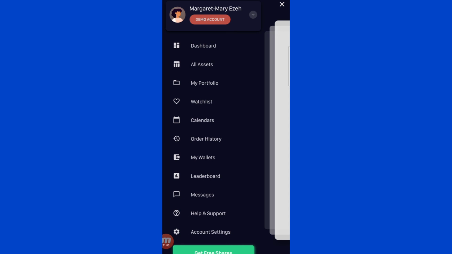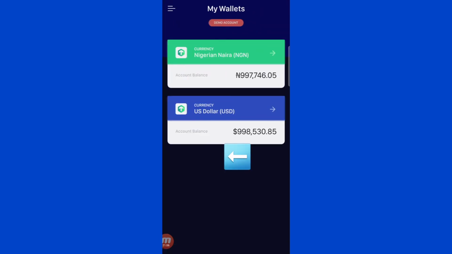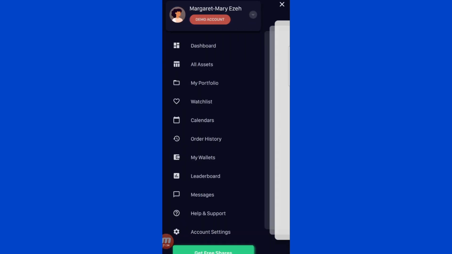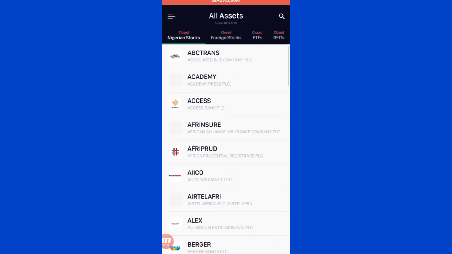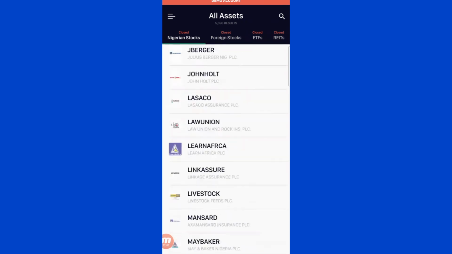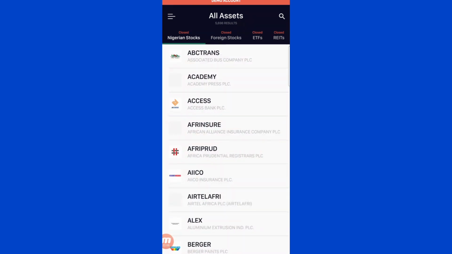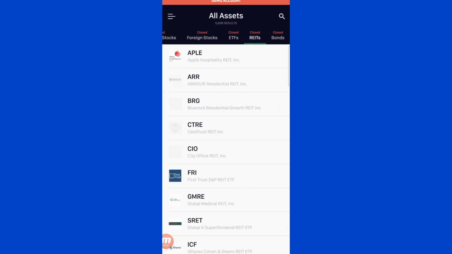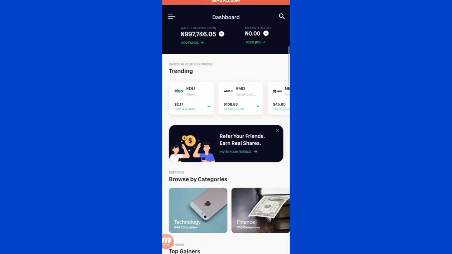Next, we're just going to click on these 3 lines again and just try to really see what we have here. You can click on my wallet and you can now see what's really going on in your Naira account and your dollar account as well. Next, we're just going to click on 3 dotted lines again. Let's just click on all assets and see. So basically what you can see here is the assets that you have available to trade on the Trove stock trading platform. There are a lot. You just get to pick for yourself.